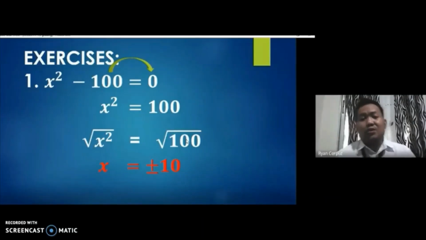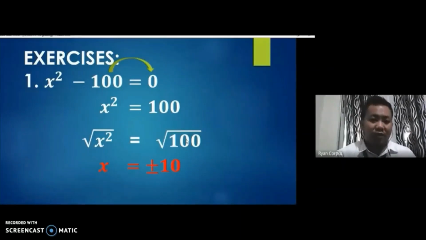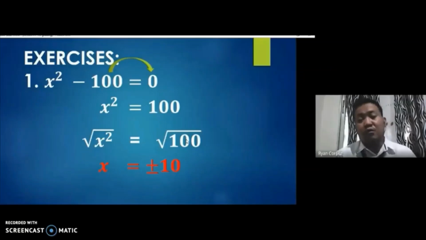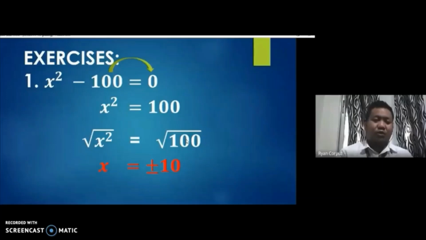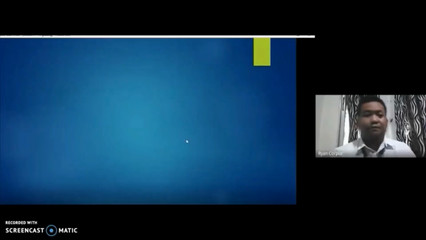But in solving a quadratic equation, it's not only the positive root that is important, but also the negative root. That's why when you solve a quadratic equation by extracting the roots, the answer is positive and negative 10. So the solutions to the equation x squared minus 100 is equal to 0 are positive 10 and negative 10. Is that understood? So for you to understand it more clearly, let's try another example.